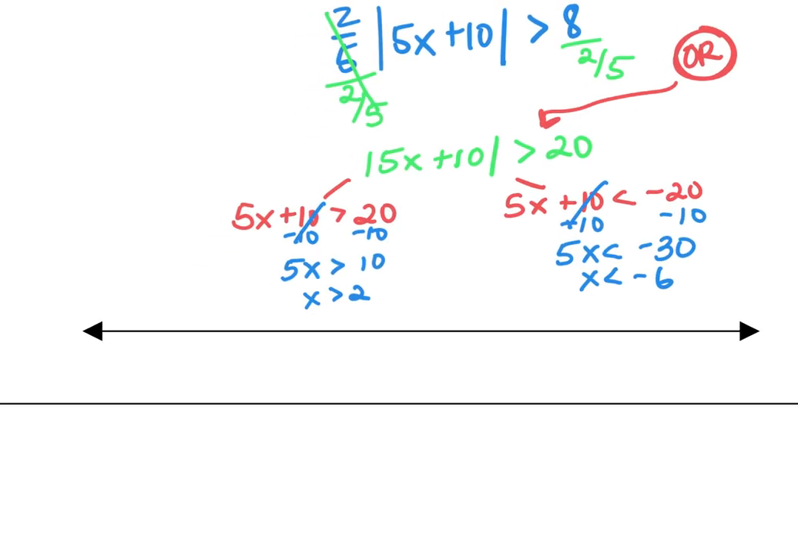So if I were to graph that, I have my negative 6 down here, my 2 down here. I will have open circles on both of those. But again, since this is a greater than sign, it's going to graph like an or compound inequality, and they're going to graph apart. This inequality says that x is less than negative 6. So less than negative 6 would be to the left. And this inequality says x is greater than 2. So that would be to the right. So your graph would be graphing away from each other.